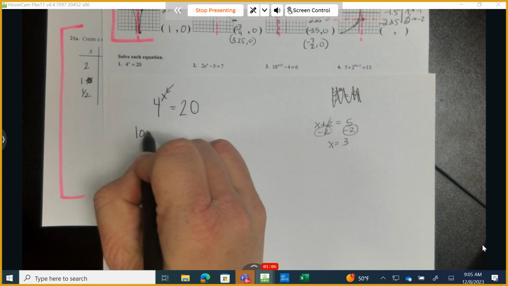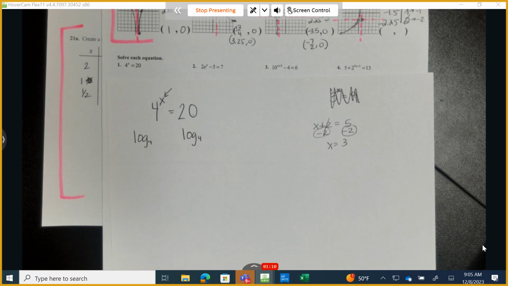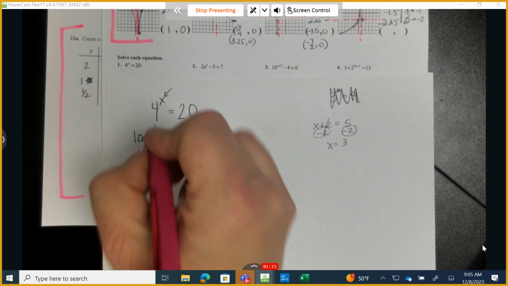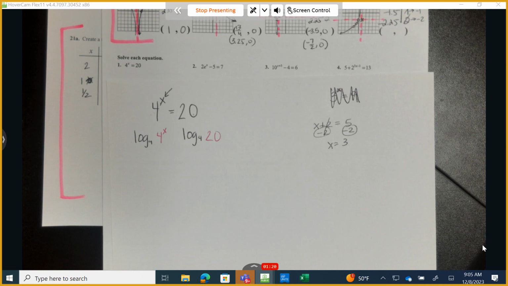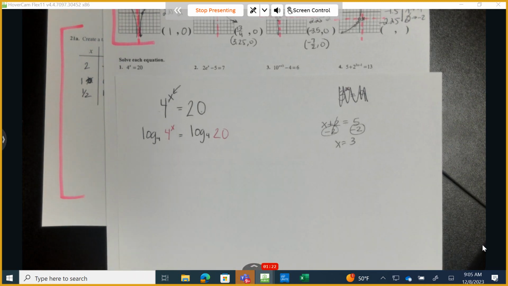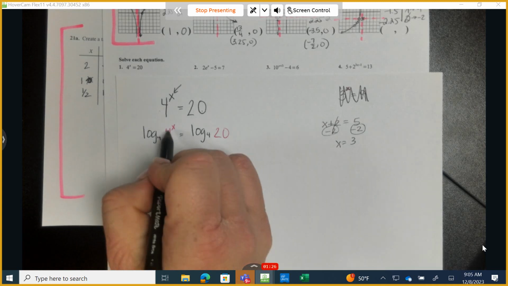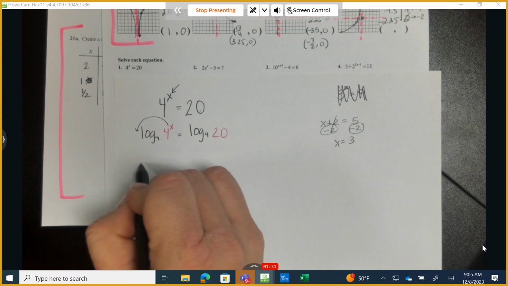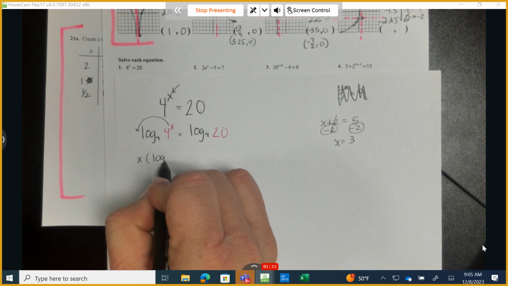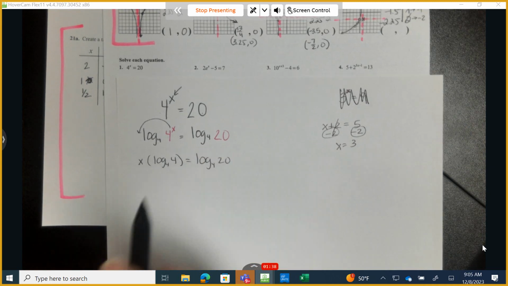So I'm going to write log base 4 on the left and log base 4 on the right. And now I'm going to bring down exactly what I had. Let me see if I can take a different color so it stands out for you. 4 to the x and 20. Log base 4 of 4. So what we do is we take this exponent position, if we're talking mathematically, and we throw it in front. So it's x times log base 4 of 4 equals log base 4 of 20.